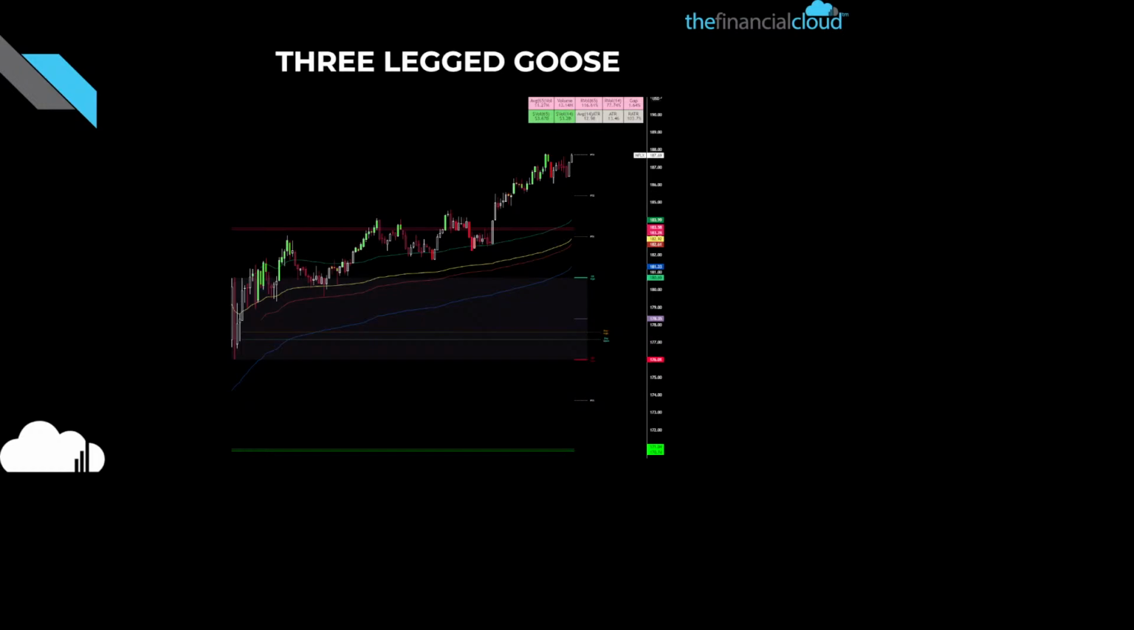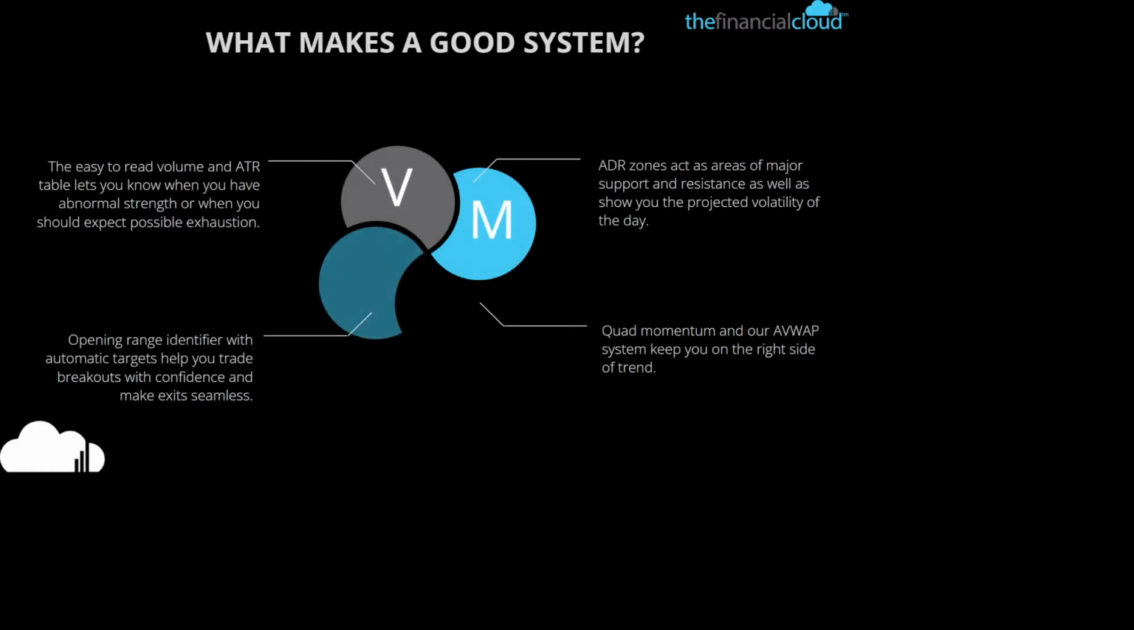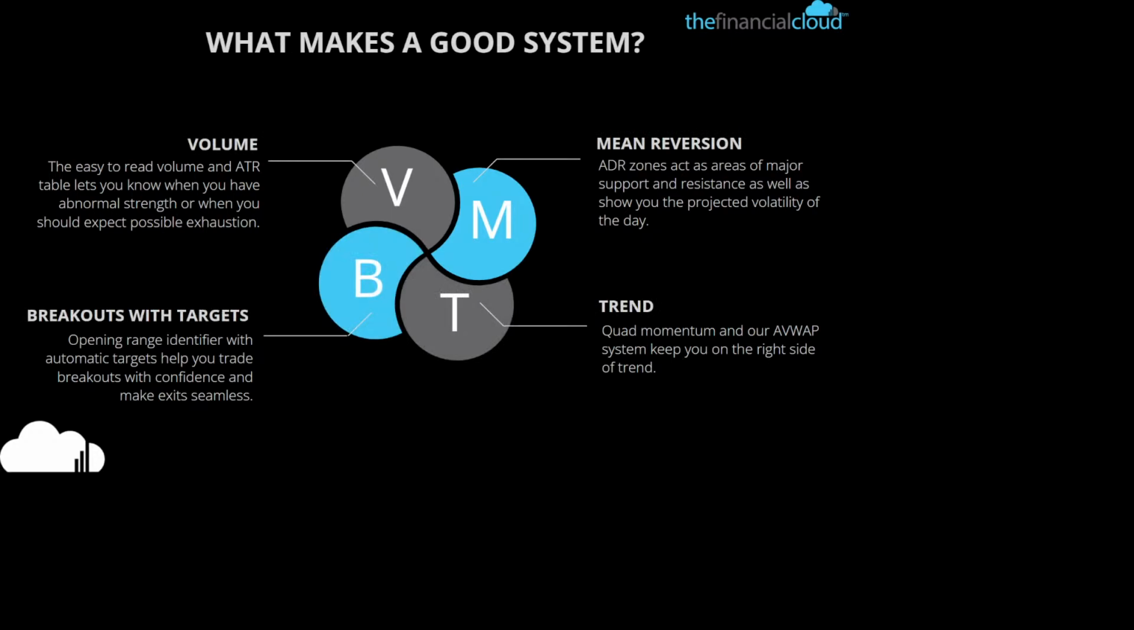So we can dig into our three-legged goose specifically just a little bit more. So what makes a good indicator system? We have a couple important parts that I think make a good indicator. We want easy to read volume. We want easy to tell breakouts with targets already automated. We want something that can find trend. We want something that can identify a mean reversion. Three-legged Goose has all of those pieces built into one.